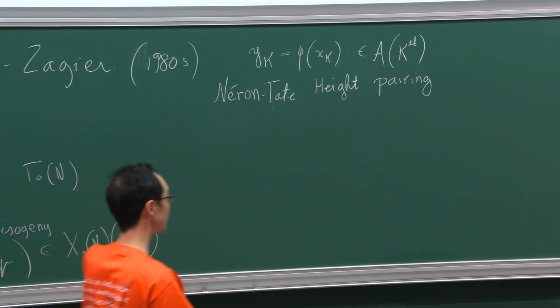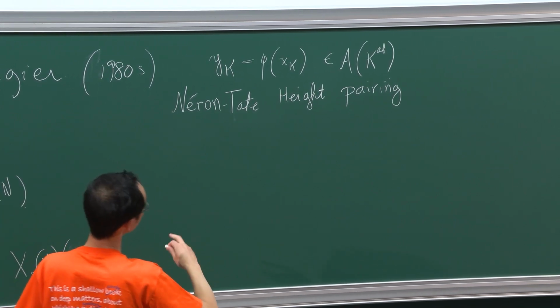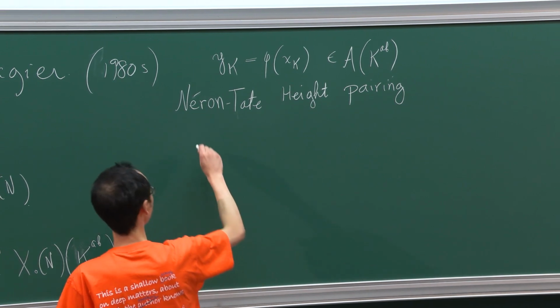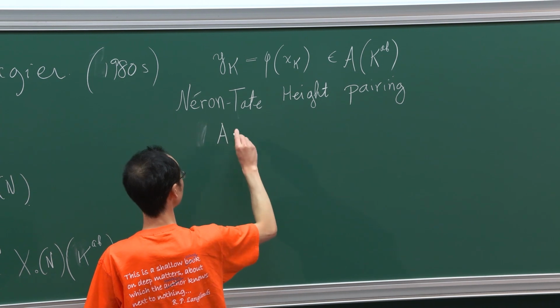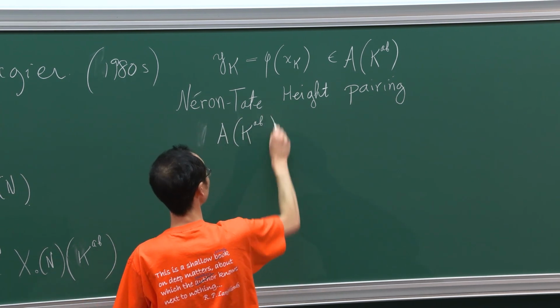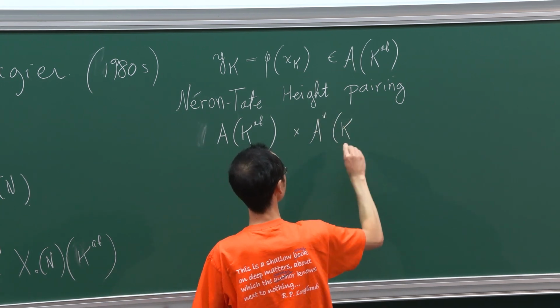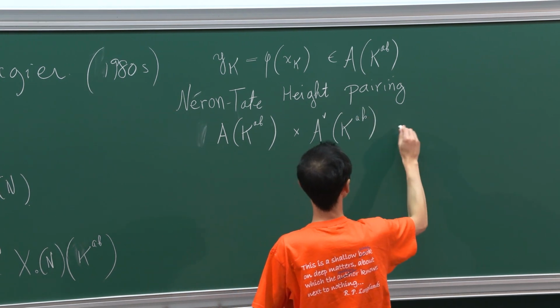So this is a pairing. It's a pairing between two Abelian groups. A is an elliptic curve. So, all right, let me still write it in this way. So there's a dual Abelian variety, although in the case of an elliptic curve, it's the same as itself.